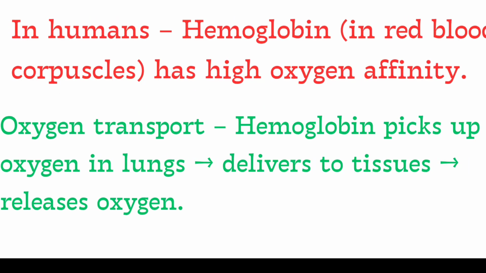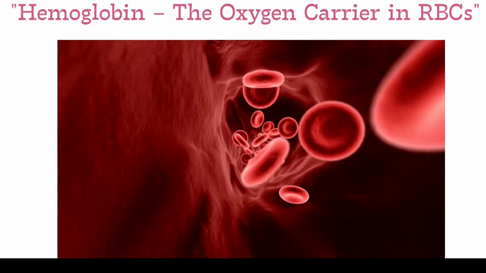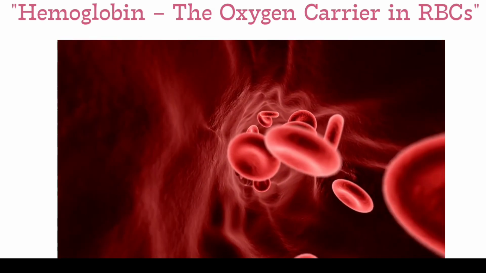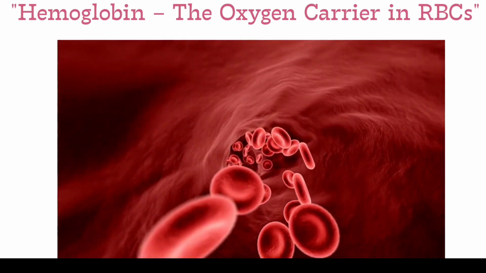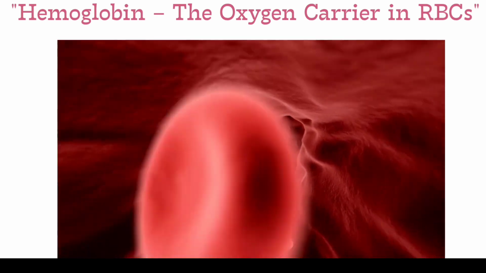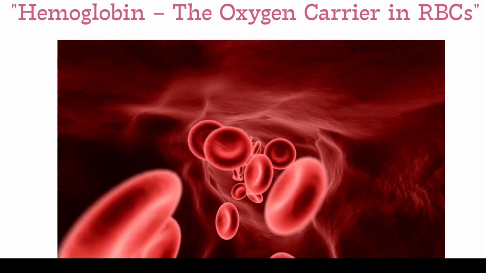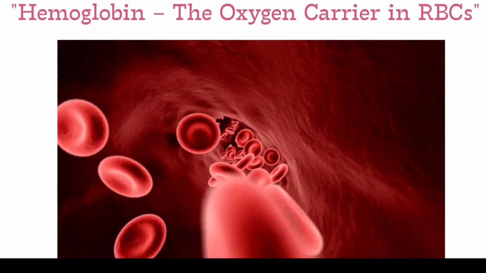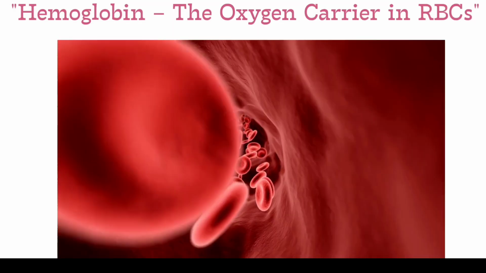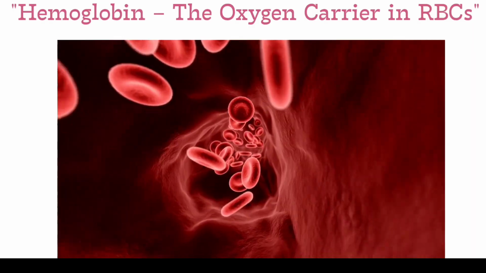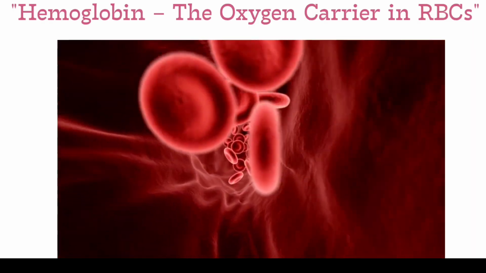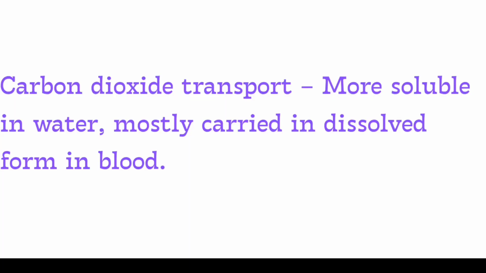In humans, the respiratory pigment is hemoglobin, a molecule with a very high affinity for oxygen, and it is found inside our red blood corpuscles. Hemoglobin picks up oxygen from the air in our lungs, carries it through the blood, and delivers it to tissues that need oxygen. But carbon dioxide behaves differently.